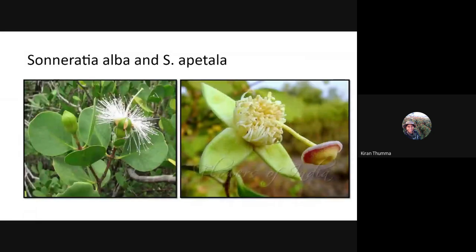Sonneratia alba. Sonneratia alba refers to the white flower. Its flowers look like a powder puff. These are the stamens of the plant, due to which it gets this appearance. So Sonneratia alba is also a very interesting plant. It's also known as mangrove apple because it looks like an apple.